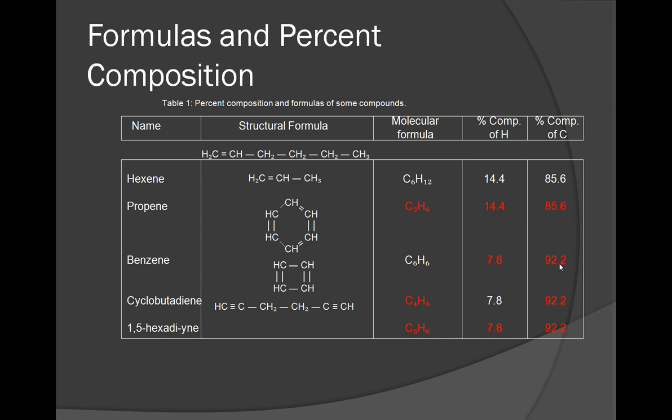Cyclobutadiene, whatever. HC triple bond C single bond CH2 single bond CH2 single bond C triple bond CH. C4H4 is the molecular formula. Percent composition of H is 7.8. Percent composition of C is 92.2.